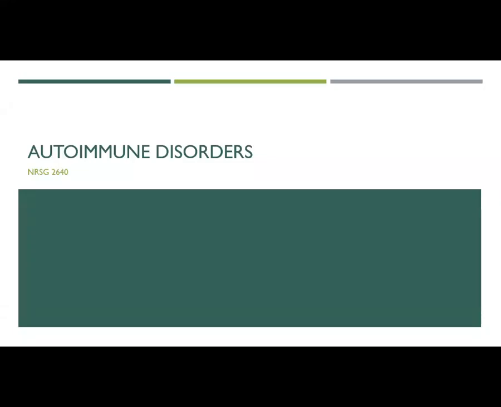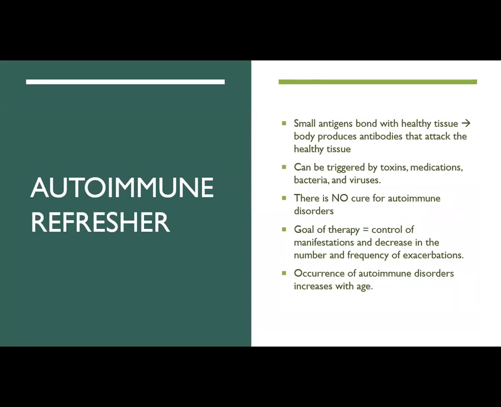Today, we're going to be talking about some of our autoimmune disorders and the connective tissue ones. So first, starting out, I just want to give a little bit of an autoimmune refresher. Remember that what happens is you have small antigens that bond with healthy tissue. The body produces antibodies that attack healthy tissue. That's what's happening with our autoimmune disorders.